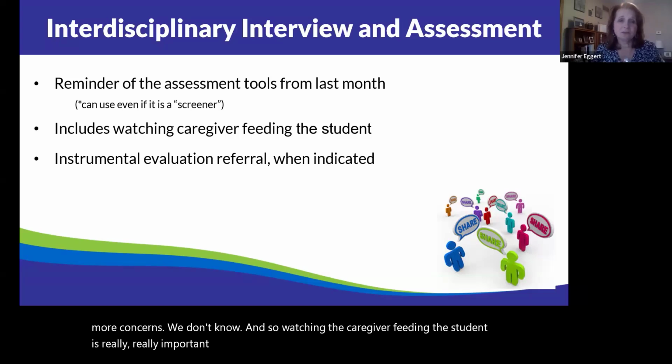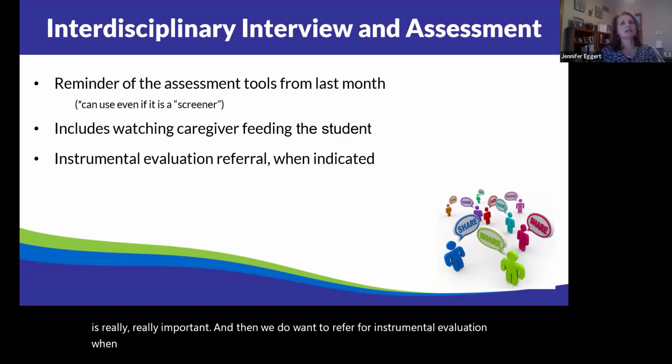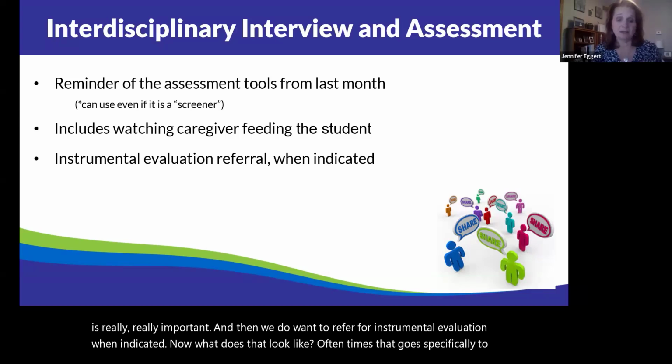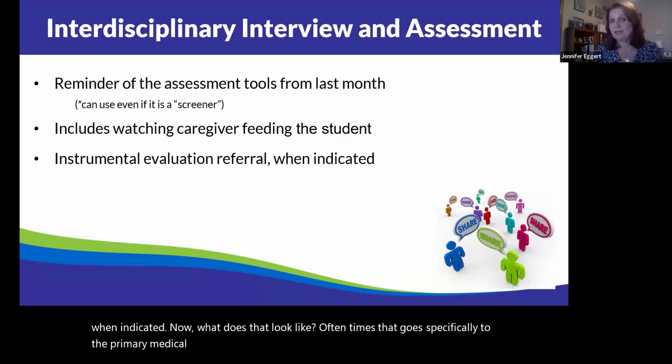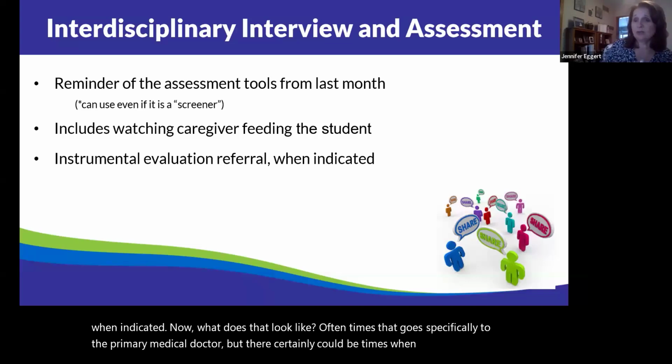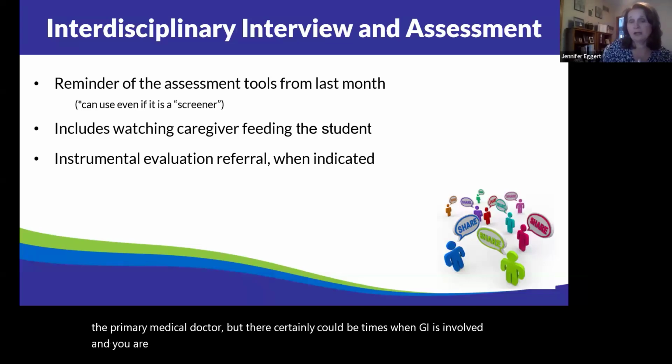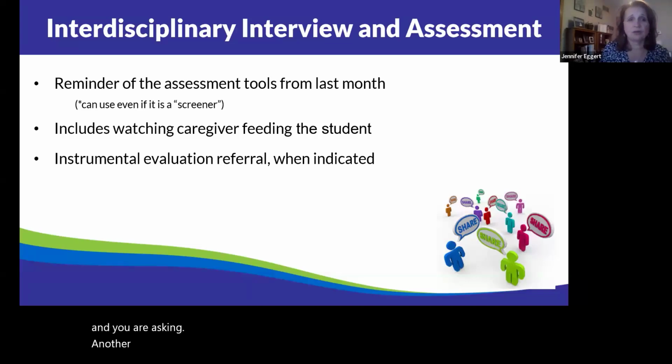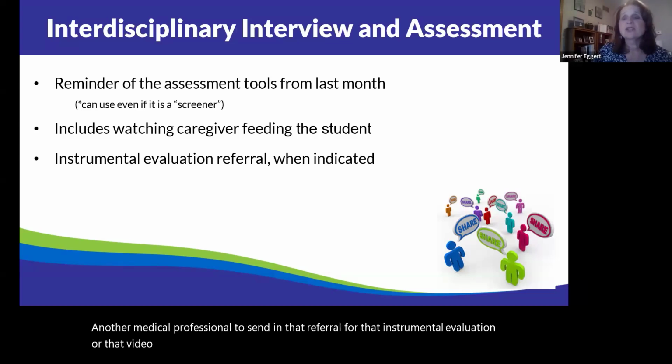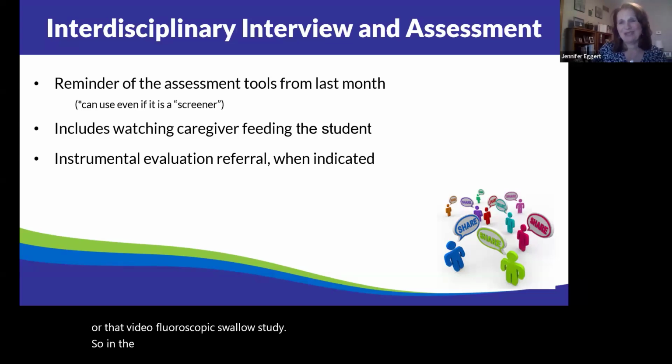And then we do want to refer for instrumental evaluation when indicated. Now, what does that look like? Oftentimes that goes specifically to the primary medical doctor, but there certainly could be times when GI is involved and you are asking another medical professional to send in that referral for that instrumental evaluation or that video fluoroscopic swallow study. So in the chat, let's just take a moment here.